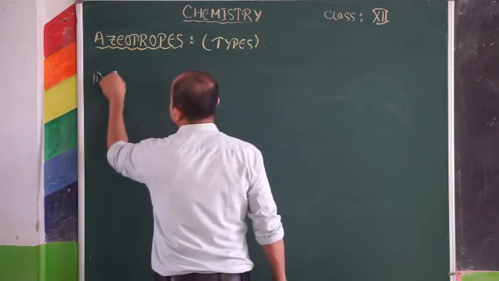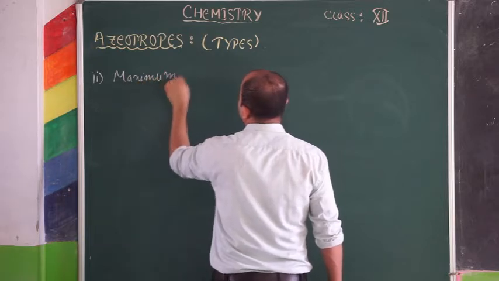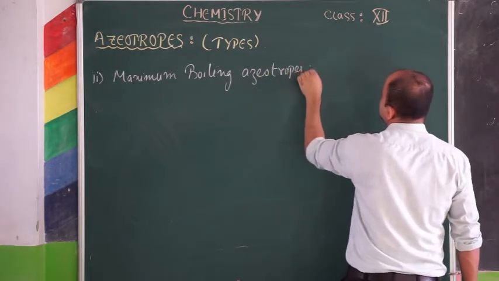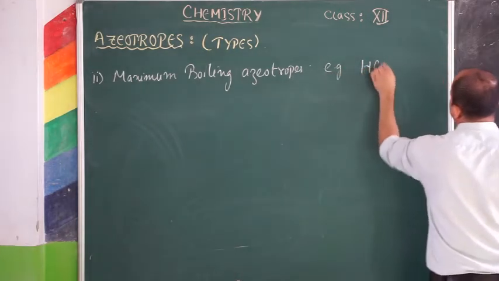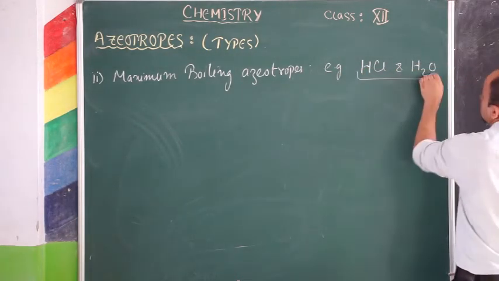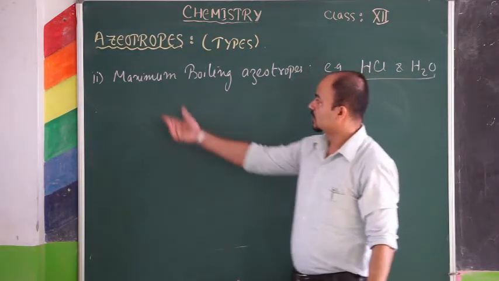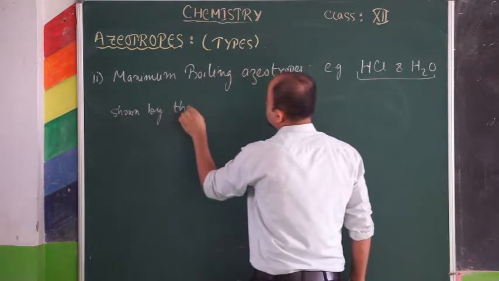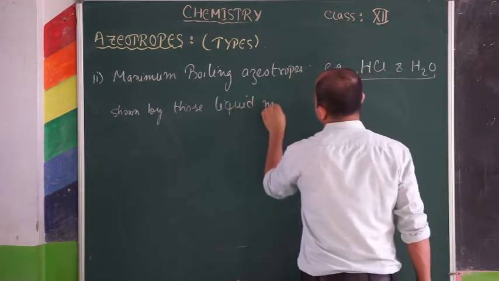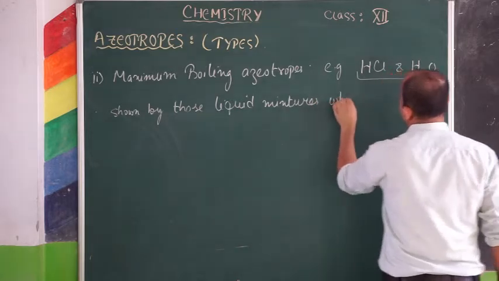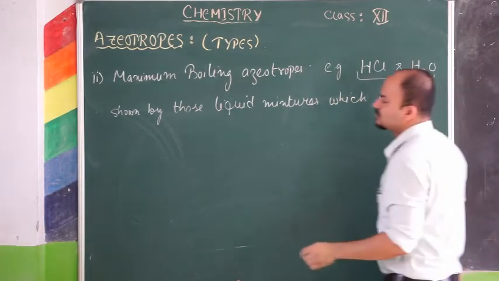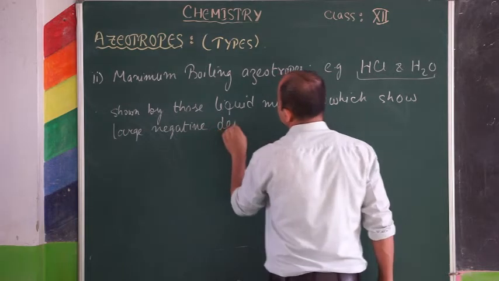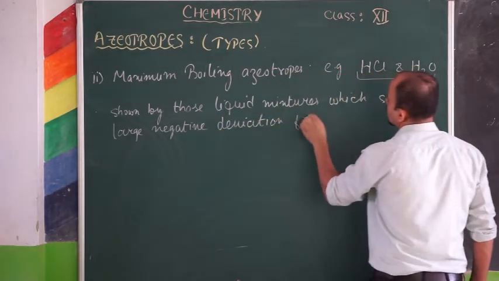Now we are going to discuss maximum boiling azeotropes. Example, here is HCl and water. These two form an azeotrope at a particular temperature and at a particular composition. Maximum boiling azeotropes will be shown by those liquid mixtures which show large negative deviation from Raoult's law.